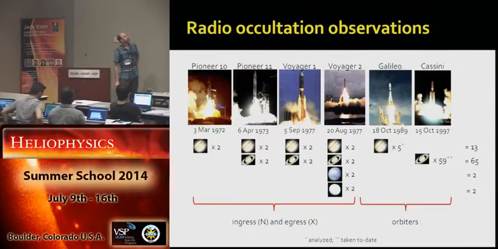Let's look at the history of radio occultations of the giant planets. There have been 6 spacecraft to take radio occultations of the giant planets: Pioneer 10, 11, Voyager 1 and 2. They just had flybys of each of the objects. And then, of course, Galileo and Cassini orbited Jupiter and Saturn, respectively.